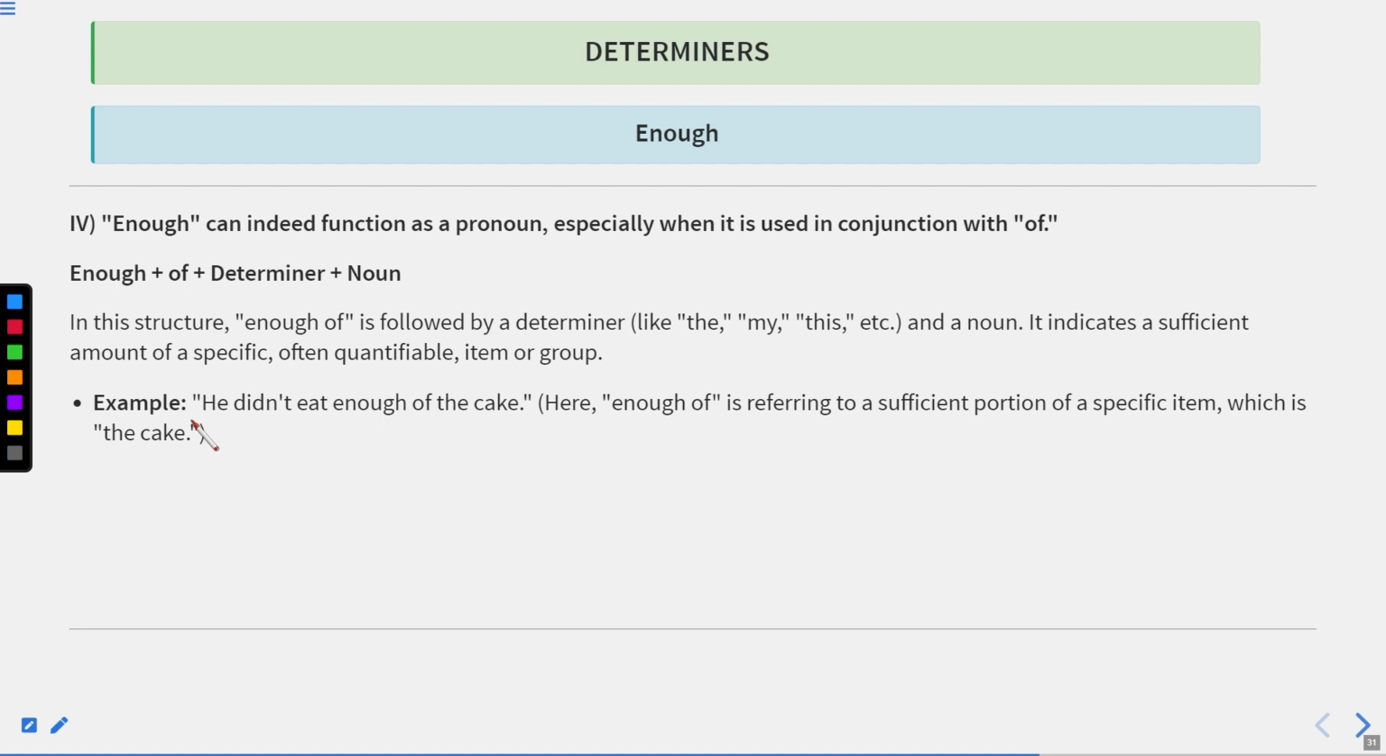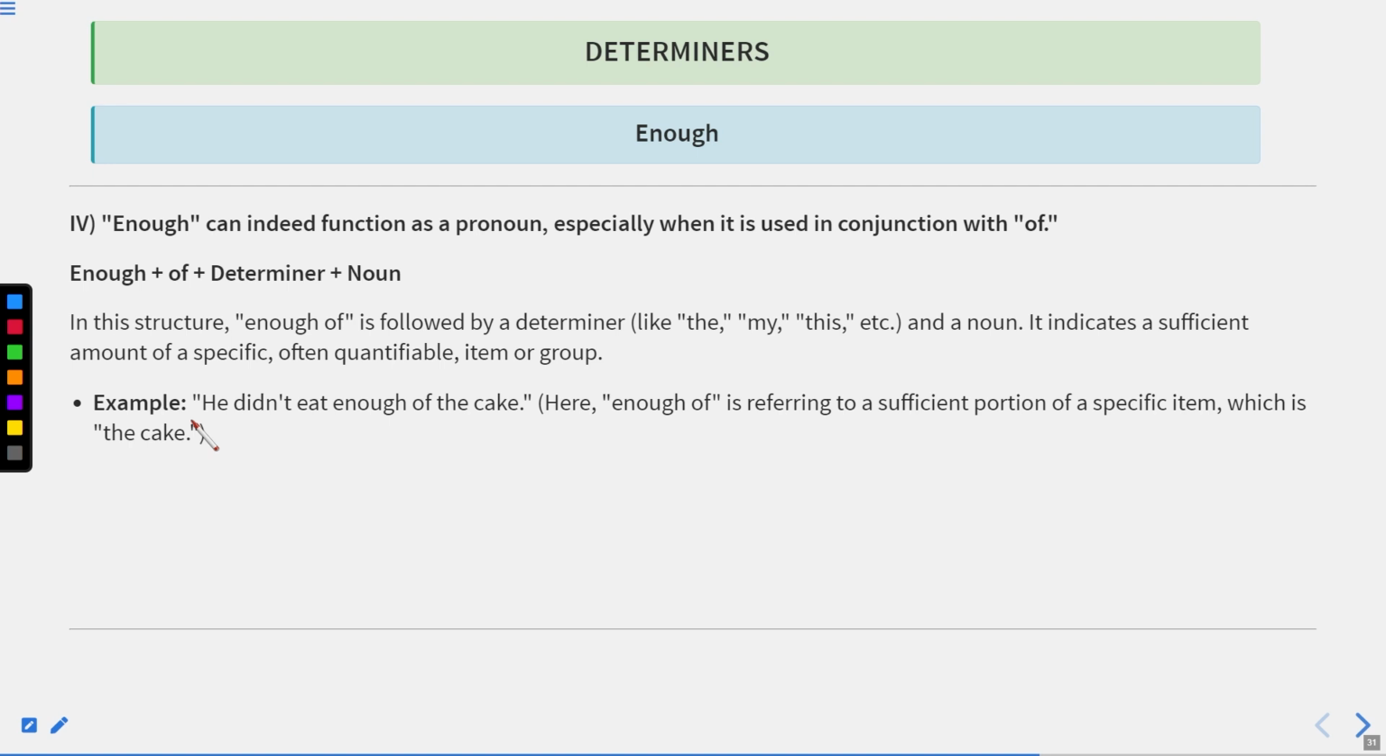After enough, we have the preposition of, and after that, we have the determiner. Okay, and after that, we have a noun. Now, in this structure, enough of is followed by a determiner like the, my, this, etc., and a noun. It indicates a sufficient amount of a specific, often quantifiable item or group.